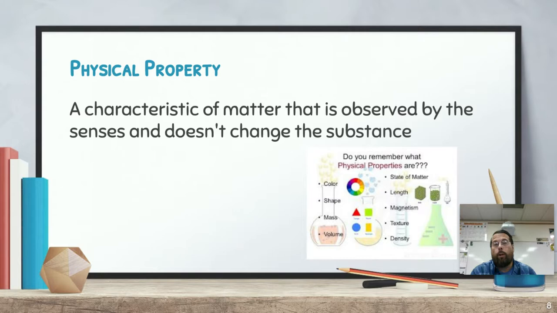Then we talked about physical properties. Remember, if I see property, I should understand it's a characteristic of matter, and we can observe that with our senses, and it doesn't change what it is. So things like color, shape, mass, volume, length, magnetism, those are all things we can observe without changing the material itself.